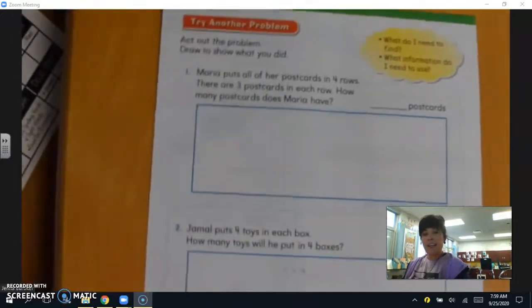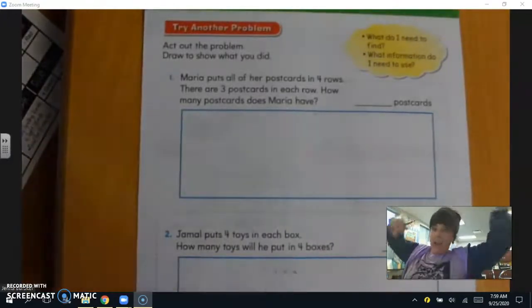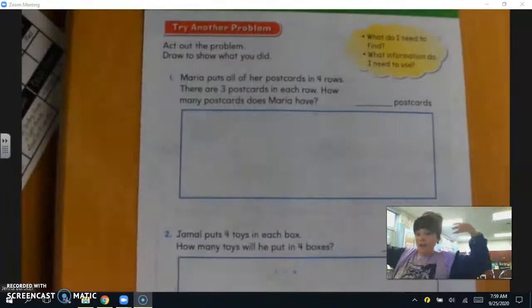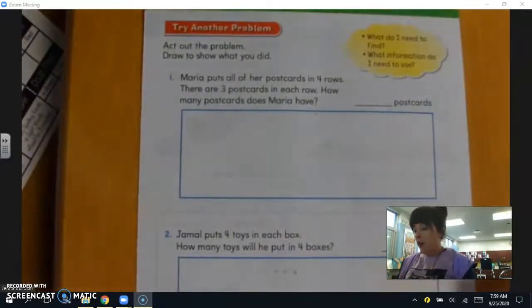All right, it says, act out the problem, draw to show what you did. We're not going to act it out, like we're in drama class, but we're going to draw it out. That's what we're going to do. Maria puts all of her postcards in 4 rows. Again, rows, right? There are 3 postcards in each row. How many postcards does Maria have? Maria puts all of her postcards in 4 rows. There are 3 in each row. How many postcards does Maria have?